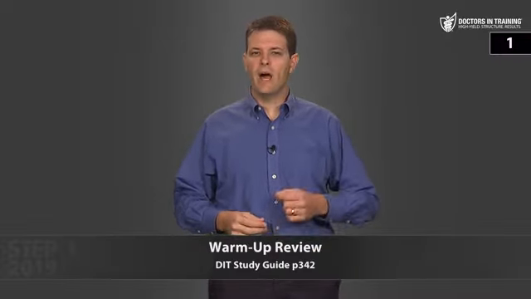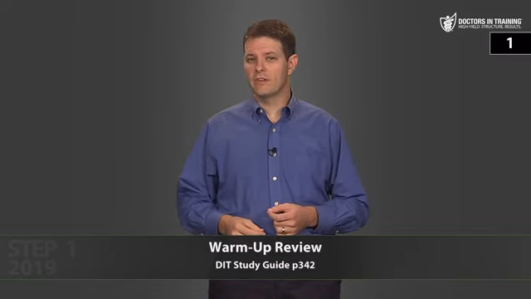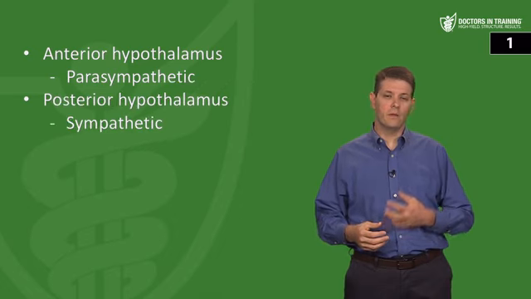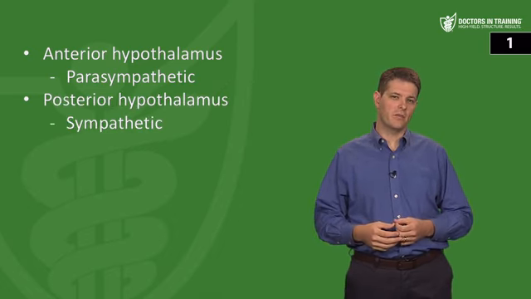Let's go over the warm-up review. First question, which areas of the hypothalamus regulate the autonomic nervous system? So the anterior hypothalamus controls the parasympathetic nervous system, and the posterior hypothalamus controls the sympathetic nervous system.